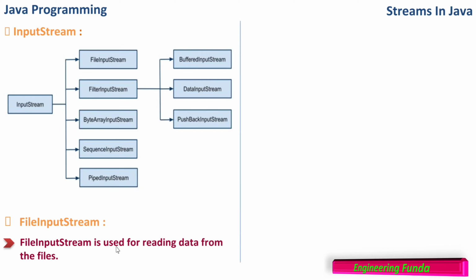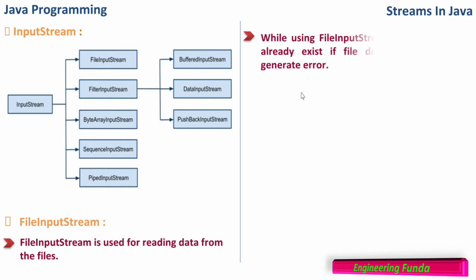File input stream is used for reading data from the file that we have seen in the description. While using the file input stream class, the file must already exist. If the file does not exist, it will generate an error. So if we are trying to read from a file and that file does not exist, then it will generate an error.